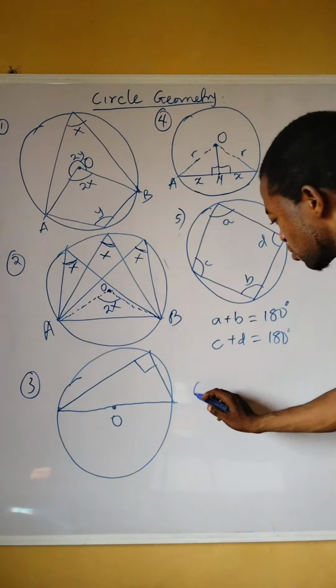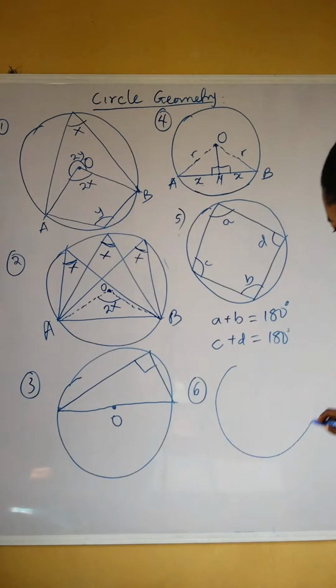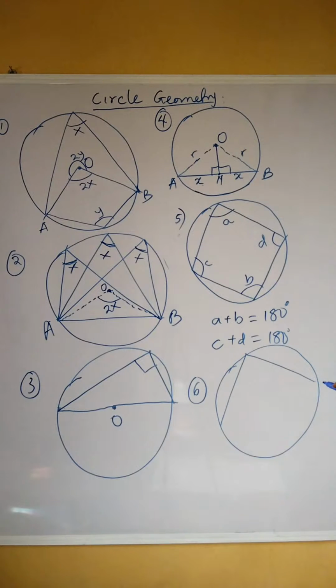And theorem 6, we have an extension of theorem 5 here. That is, the exterior angle of a cyclic quadrilateral is equal to the opposite interior angle. Now, let's look at this. We have this as a cyclic quadrilateral, and if this side is extended, this angle here, being the exterior angle, is equal to the opposite interior angle.